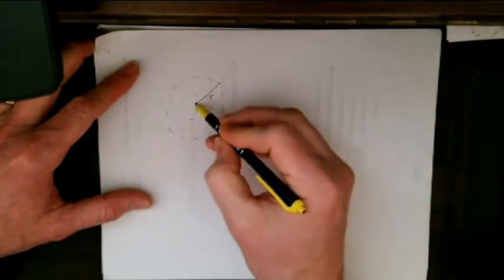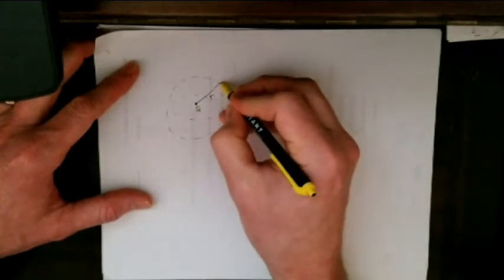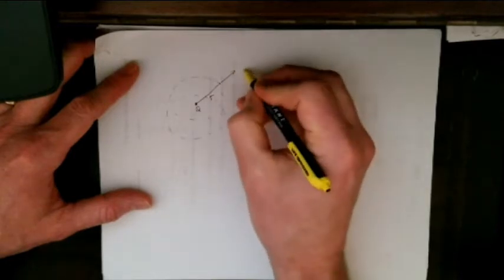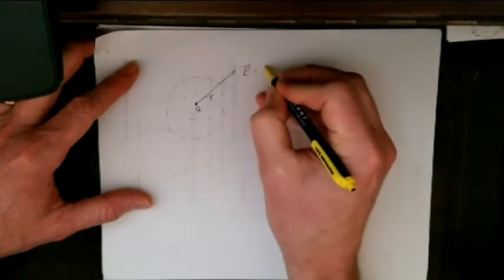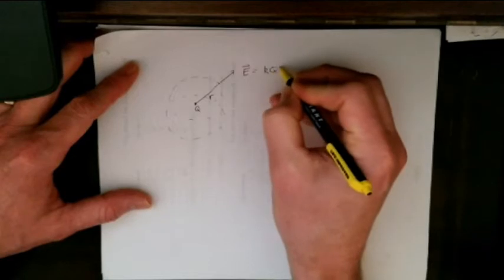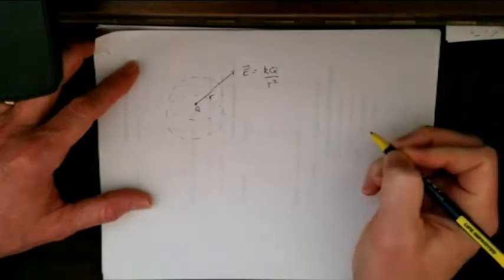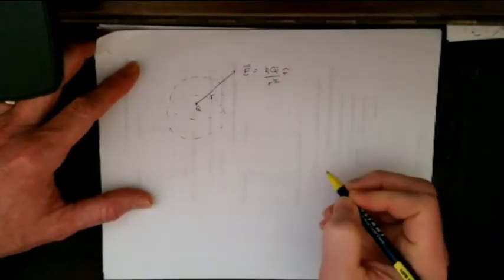Well, it's simple enough. I have a charge here. I'm the same distance away. The electric field would be pointing away from it. And so my electric field is k q over r squared in the r hat direction.